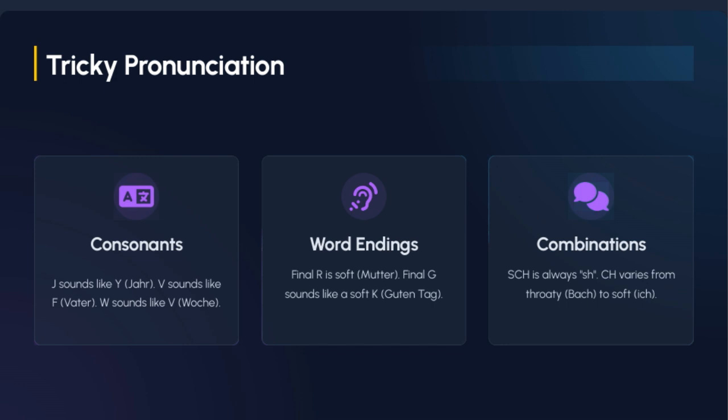Now let's look at word endings. The J at the beginning of words, such as Jahr, sounds like a Y. V is pronounced like an F, so Vater sounds like "father." W is pronounced like V, so "Wasser" sounds like "vasser."